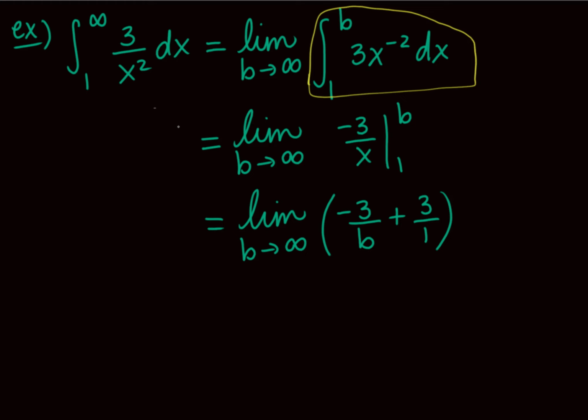Now I'm ready to take the limit. I've evaluated everything I can with this definite integral. So what you want to think about again is as b gets really, really big, what is happening to 3 over b? I am taking a relatively small number. 3 is pretty small compared to a million or a billion, and I'm dividing by really, really big numbers. So that goes to 0.